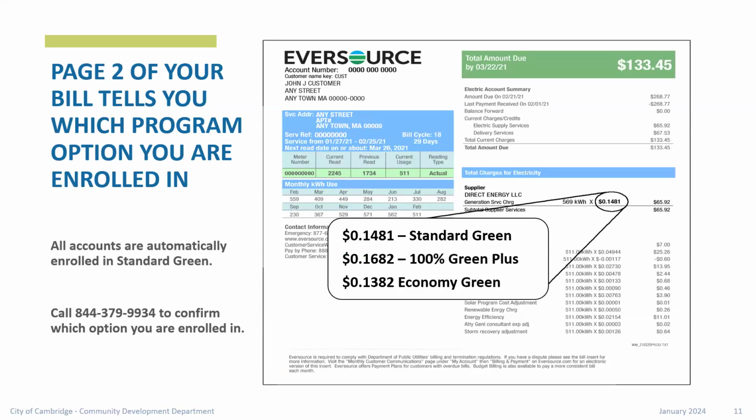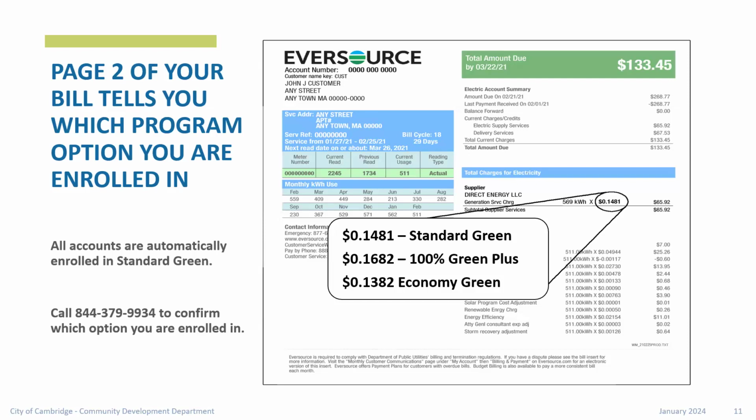If you look at the backside of your bill, you can determine which program option you're enrolled in. The small circle on the sample bill shows the supply rate, which when multiplied with the kilowatt hours of electricity used, will determine the supply portion of your bill. In this sample bill, the supply rate is listed as 0.1481, which corresponds to the Standard Green program option. If your bill showed 0.1682, that would mean you're enrolled in 100% Green Plus. If it showed 0.1382, that would mean you're enrolled in Economy Green.